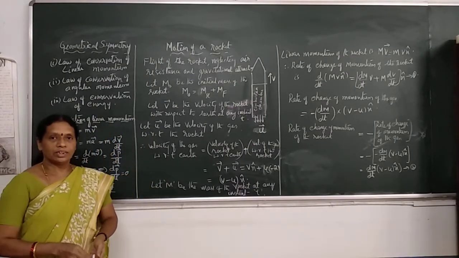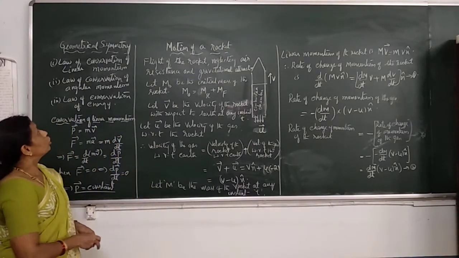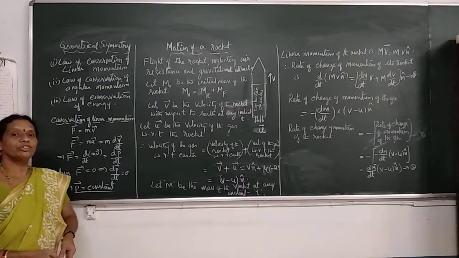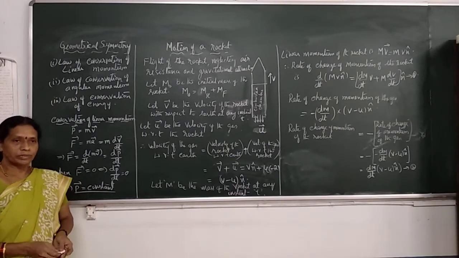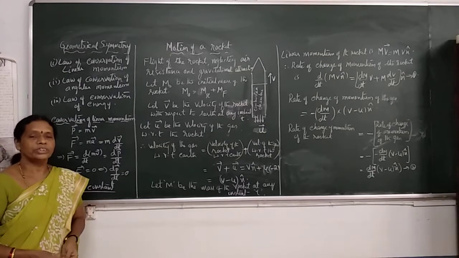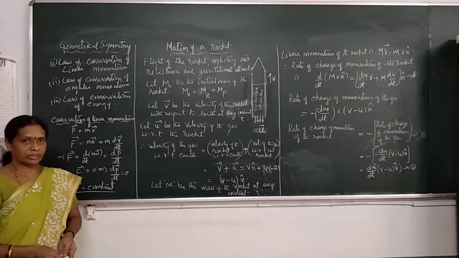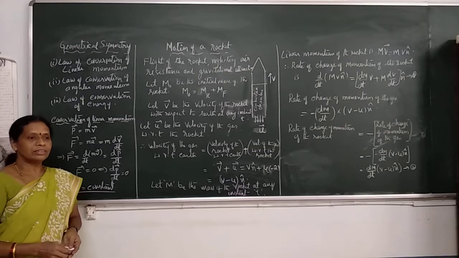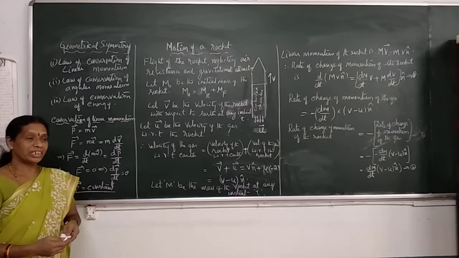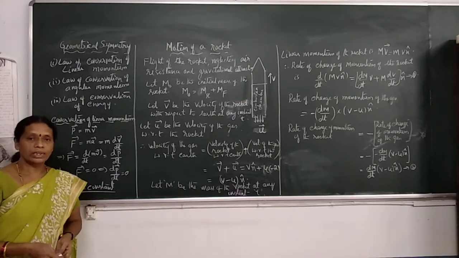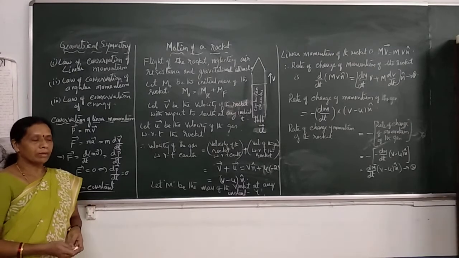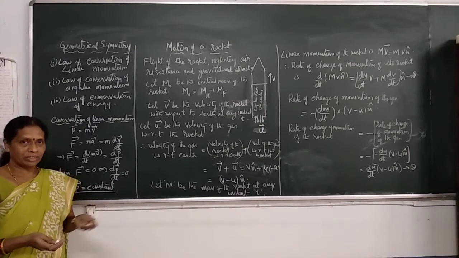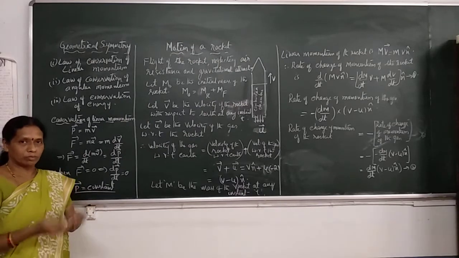Dear students, today's topic is geometrical symmetry. What is geometrical symmetry? Suppose there are certain objects which undergo certain operations. The operations may be changing the position or place of the object, or some rotational motion given to the object, or some work done on the object. These are nothing but the operations done on the object.